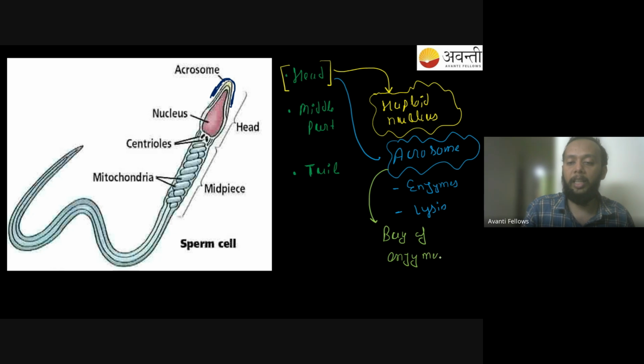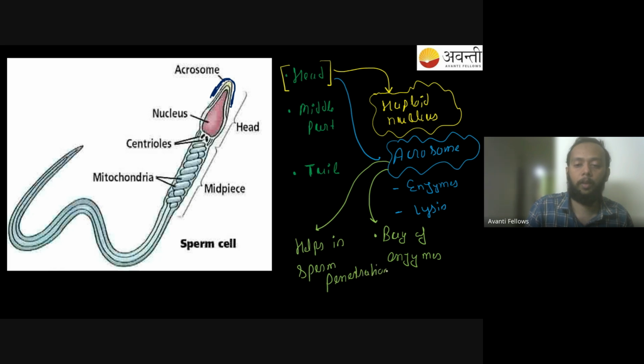And this bag of enzymes has one role to play. They will help the sperm to penetrate the egg. It helps in sperm penetration into the egg. That should be clear to you, that is what the acrosome is known for. That is something you have to be very clear with.